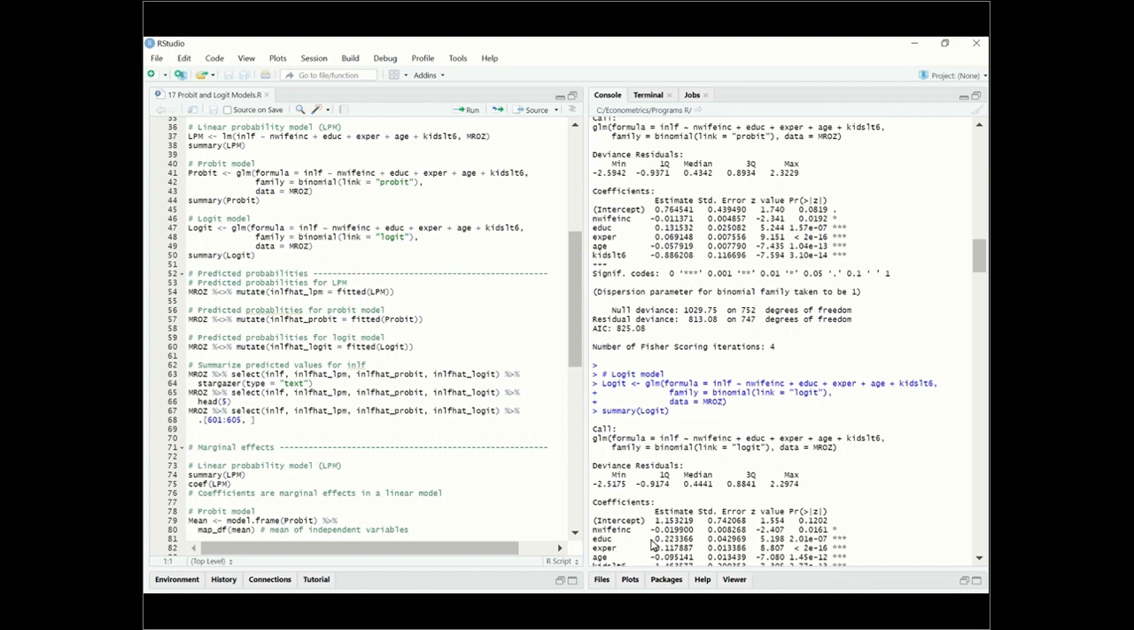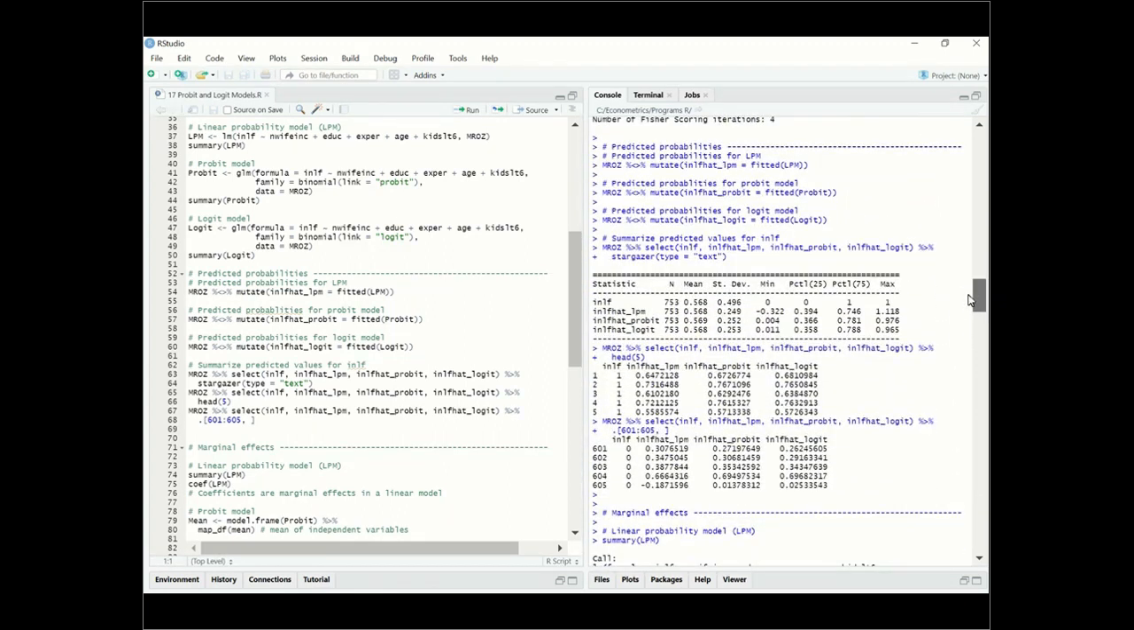So again, the only way to interpret these coefficients is to say women that have higher education are more likely to be in the labor force, and women who are older are less likely to be in the labor force. That's all we can say coming from the coefficients here.